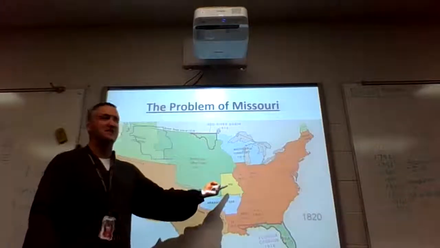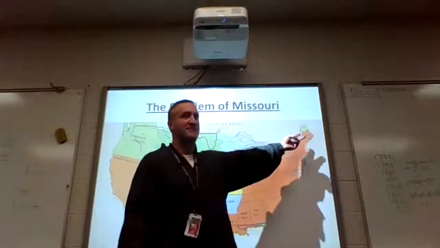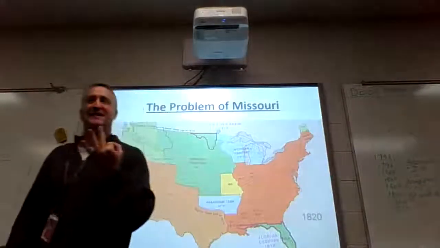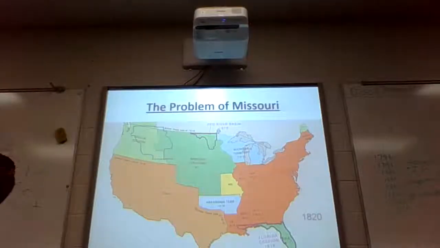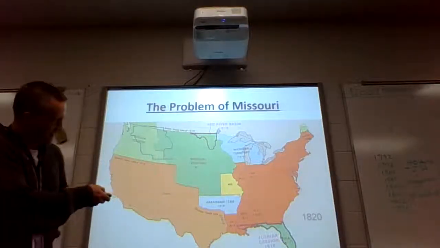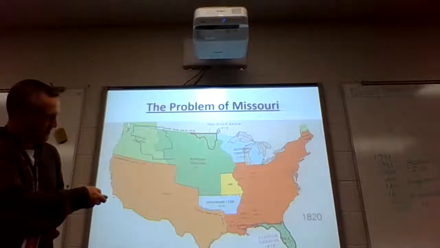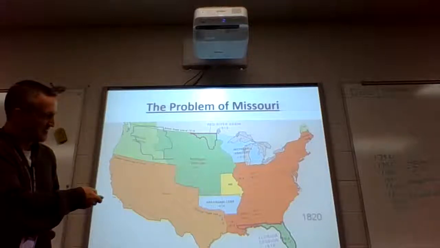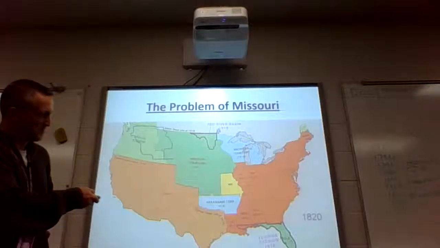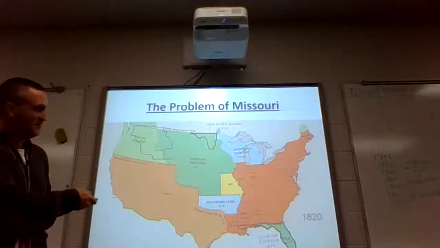Part 1, Missouri joins as a slave state. Part 2, Maine joins as a free state. Part 3, this is the kicker. That right there is the southern border of Missouri. Just extend that line all the way to the end of the United States. Keep going to the end of the United States, which back then was right here. That's where the U.S. ends, because this is Spain.